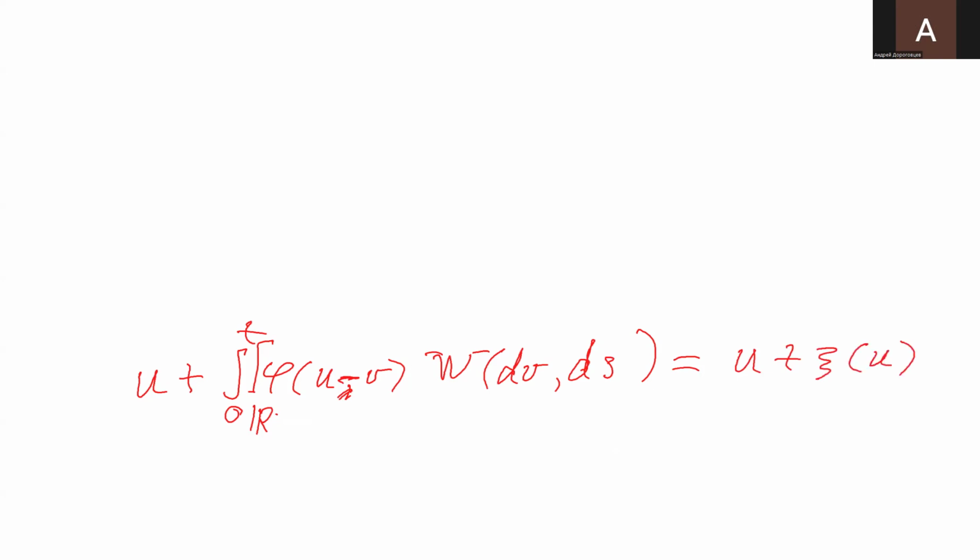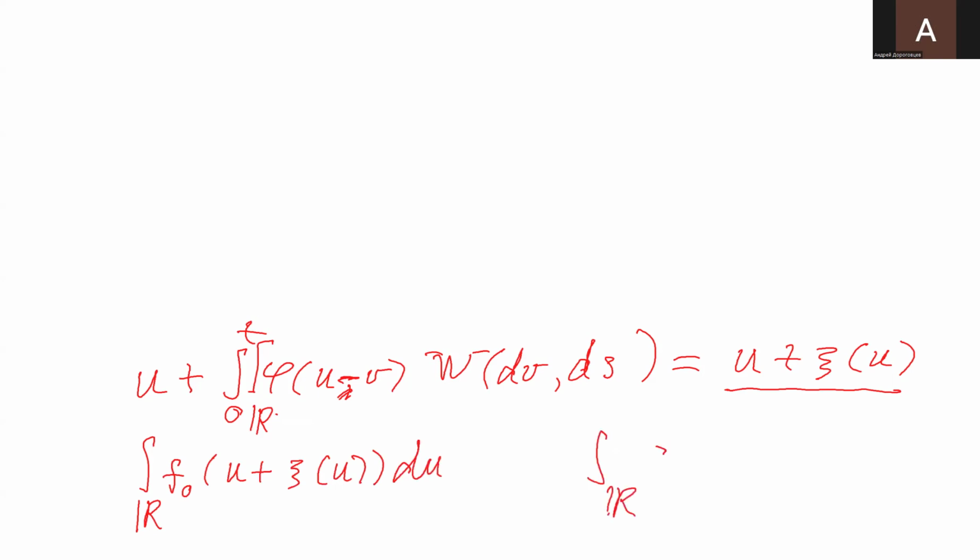Now assume that we have this situation, and that we have information about the integral over r of f0 of u plus psi u du, and we want to know information about the integral over r of j of u plus psi u du. This seems to be a nonlinear problem for this stationary Gaussian process psi, but it can be made linear.